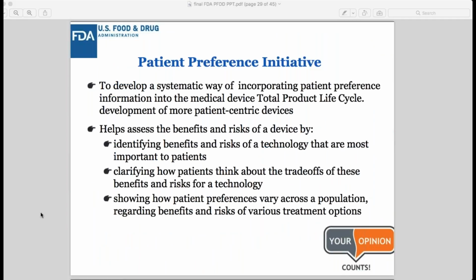So the FDA launched this patient preference initiative, led by the agency's Center for Devices and Radiological Health, really to develop a systematic way of incorporating patient preference information into the medical device total product life cycle. As a result, we can identify benefits and risks of the technology that are most important to patients. We can clarify how patients think about the trade-offs of benefits and risks for technology, and we can show how patient preferences vary across the population.